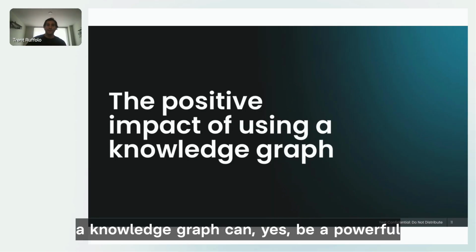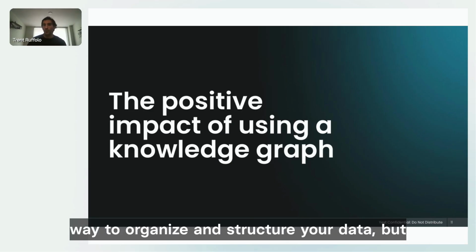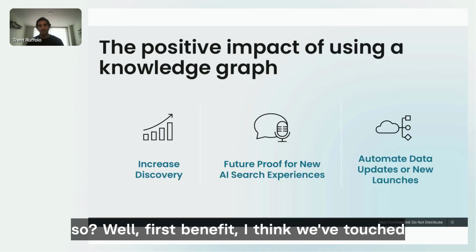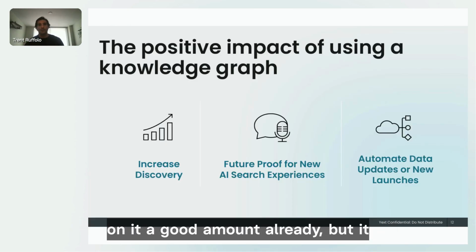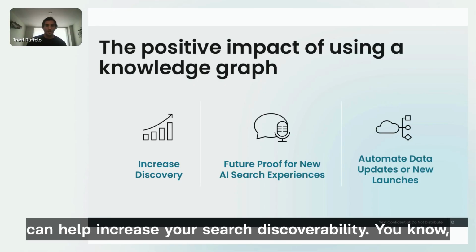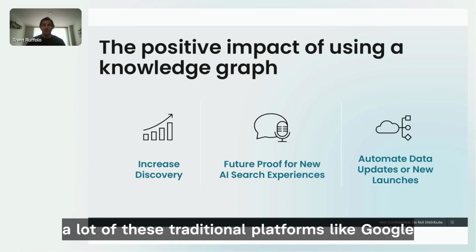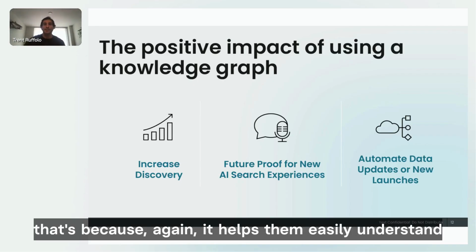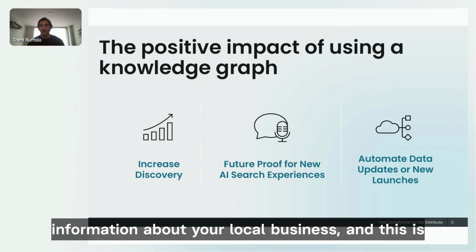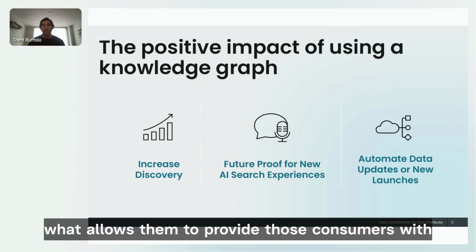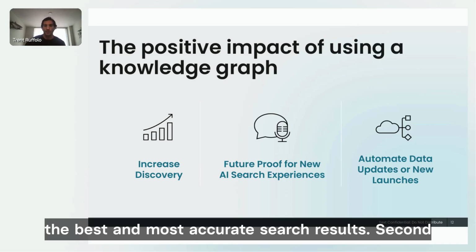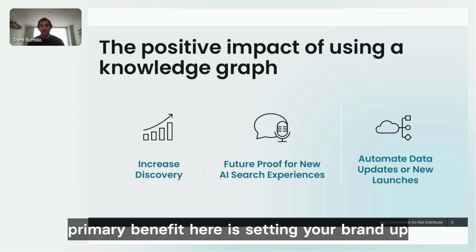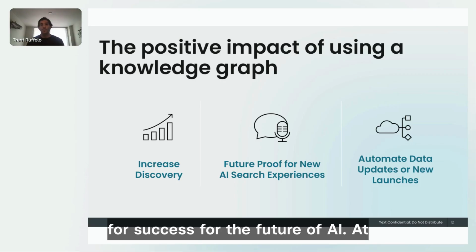So moving on here, using a knowledge graph can be a powerful way to organize and structure your data, but what are the main benefits of actually doing so? Well, the first benefit, I think we've touched on it a good amount already, is it can help increase your search discoverability. A lot of these traditional platforms like Google and AI thrive on structured data. That's because, again, it helps them easily understand information about your local business. And this is what allows them to provide those consumers with the best and most accurate search results. The second primary benefit here is setting your brand up for success for the future of AI.